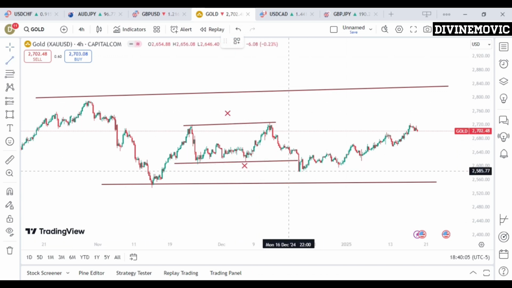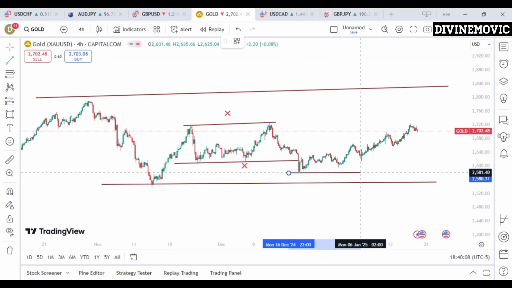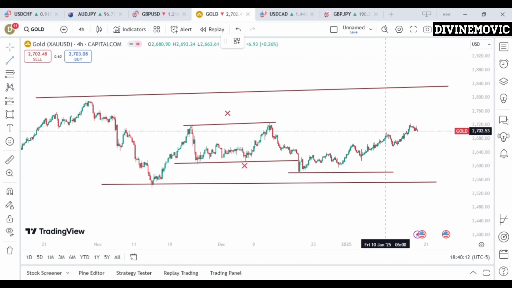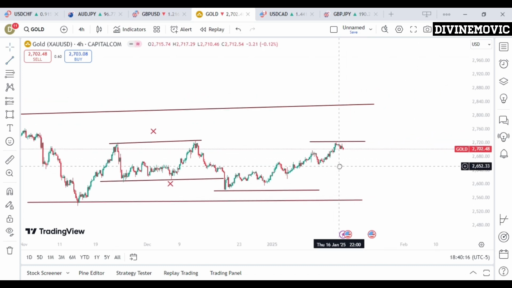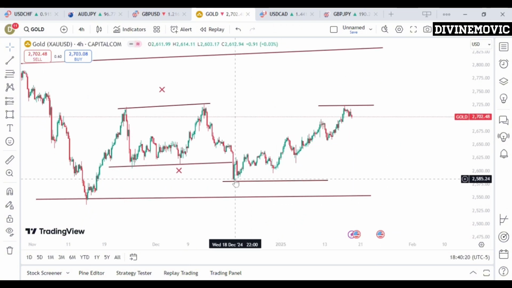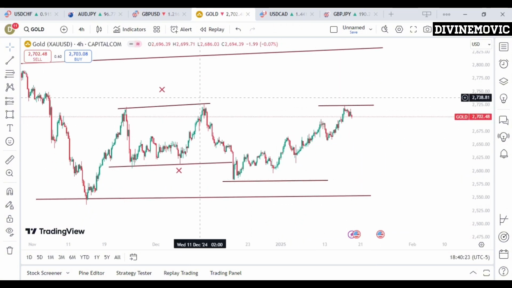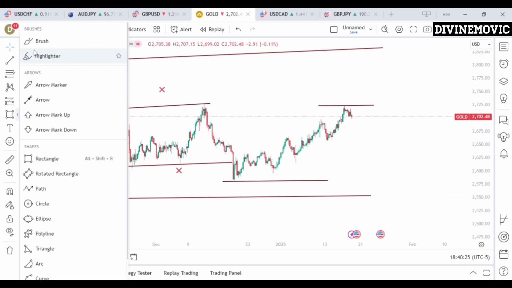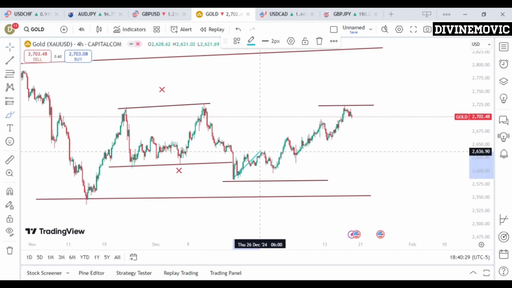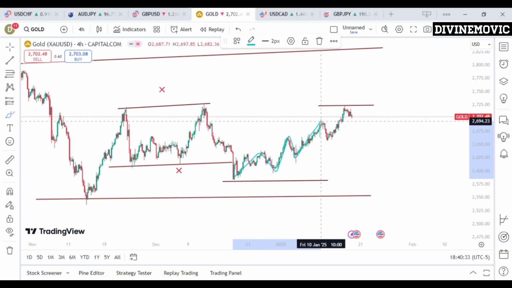Price induced a low here and price also induced a high here. Now, our interest is to understand the structure that price created since price induced this low and since price induced this high. And if you look closely, you will see that price simply gave us this swing low, swing high, swing low, swing high, swing low, swing high, swing low, and this is the current high.